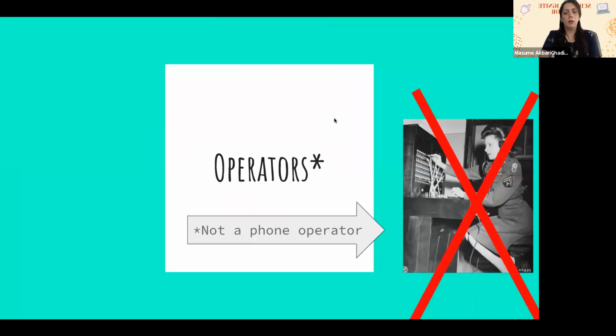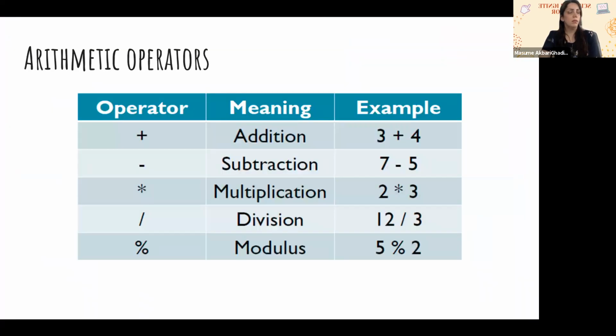So let's talk about operators. The operators that we have are addition, subtraction, multiplication, division, and modulus. These first four, we already all know what they are. Modulus gives us the remainder of dividing two numbers. So 5 divided by 2 would be 2, and the remainder would be 1. In coding, in lots of places, we need to use modulus.